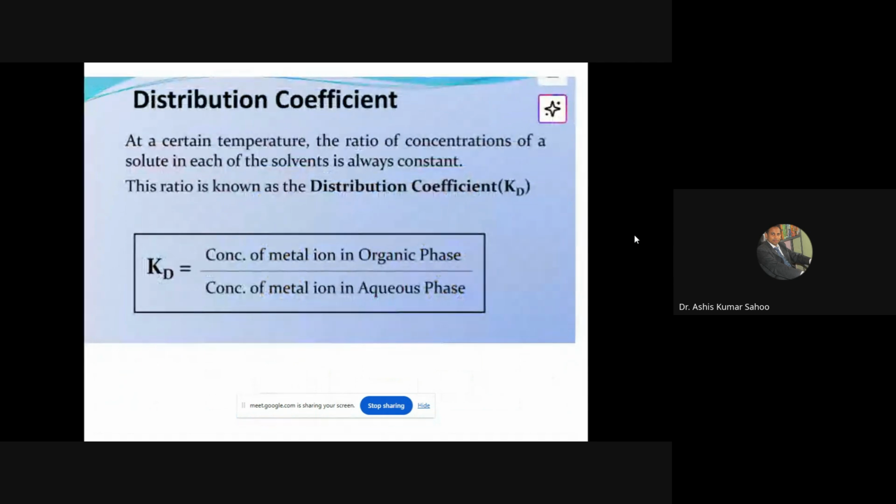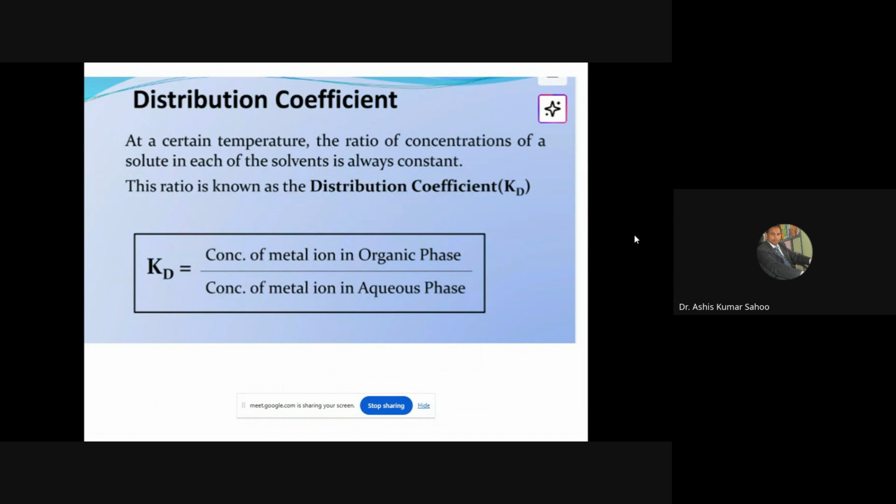What is the distribution coefficient in solvent extraction at a certain temperature? The ratio of concentration of solute in each of the solvents is always a concern. This ratio is known as the distribution coefficient. It is the concentration of metal ion in the organic phase divided by the concentration of metal in the aqueous phase.